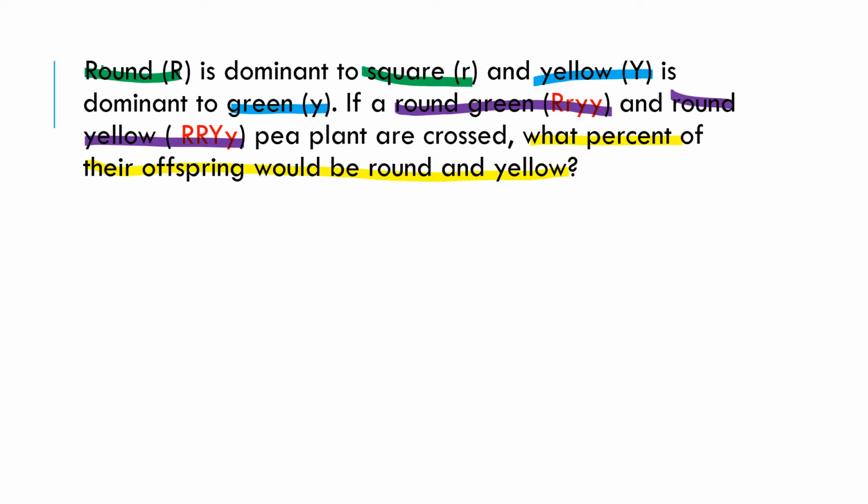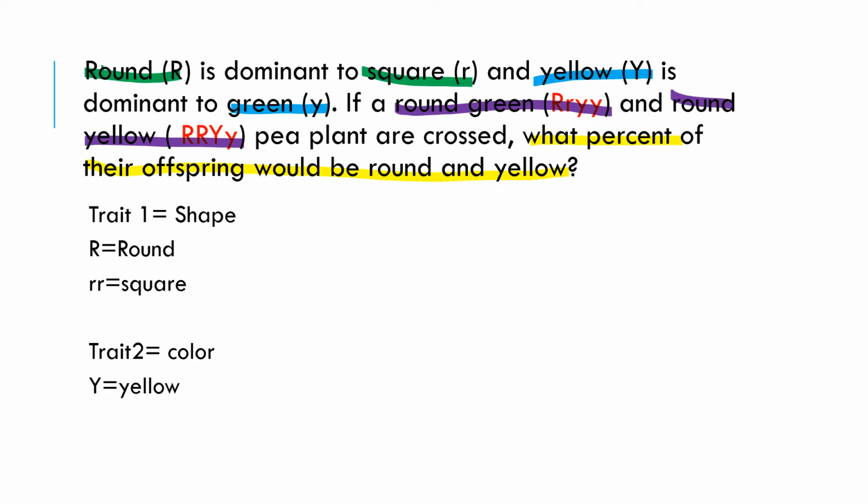Alright, so now that I have annotated my question, I can go ahead and write down what my letters stand for. So trait 1 is for shape. If you're capital R, you're round. 2 lowercase, you're square. Trait 2 is for color. If you are capital Y, you're yellow. If you are 2 lowercase, you will be green. Now I need to write down my cross.